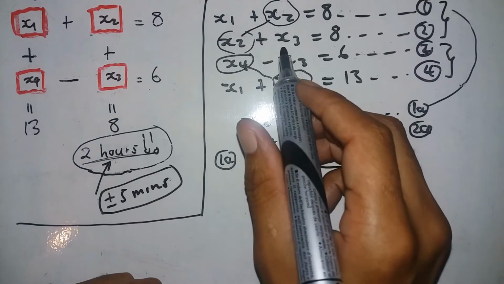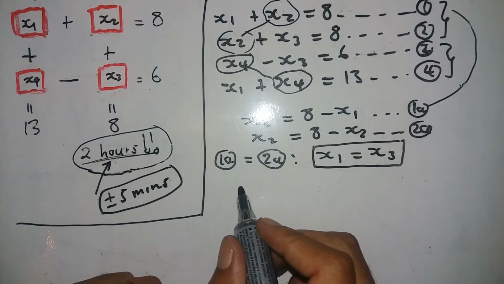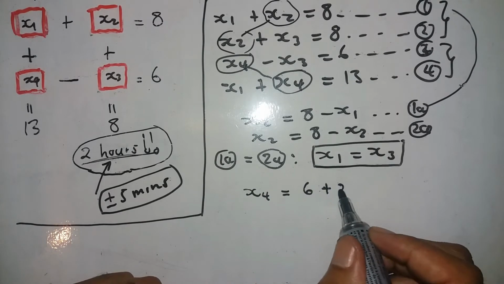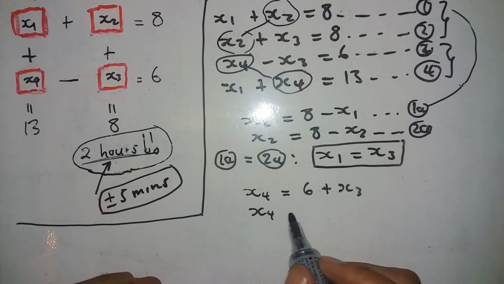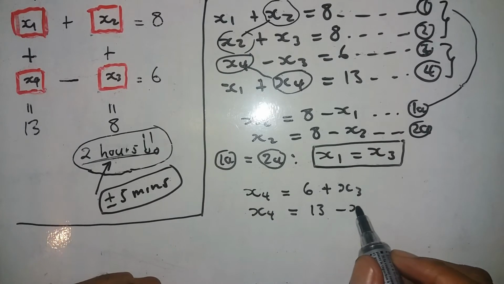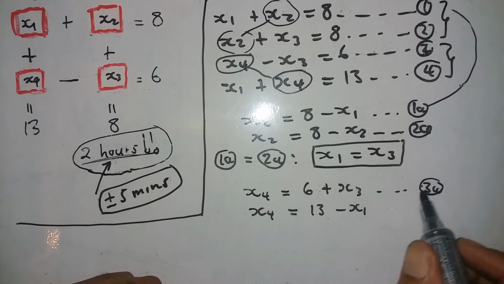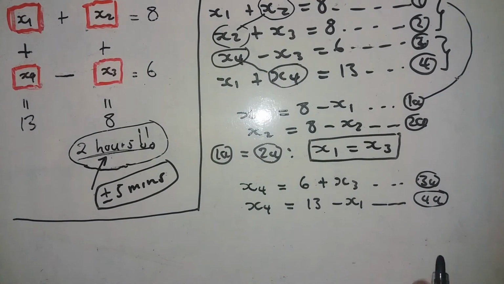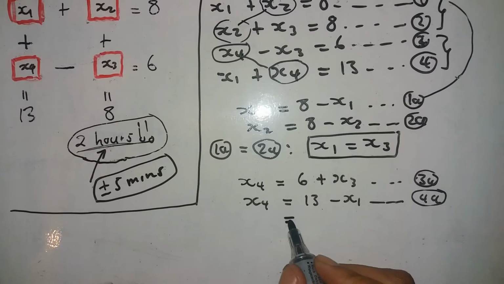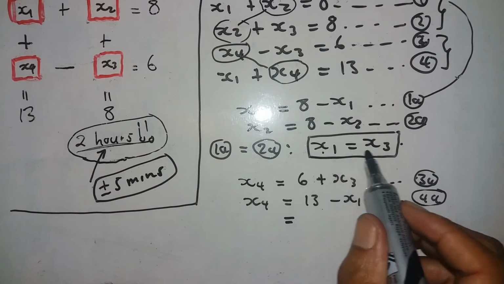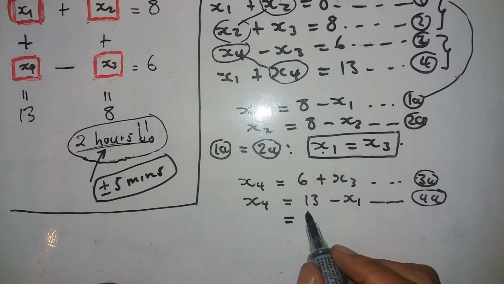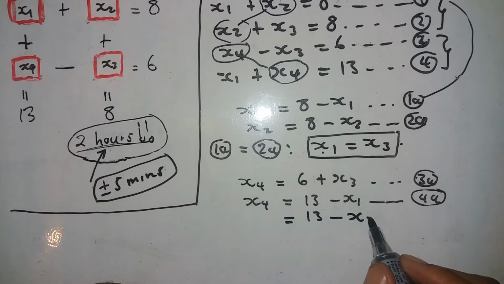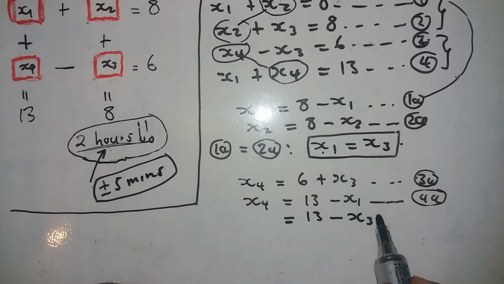I applied the same logic as with the first two equations. Calculate your x4s in terms of x3 and x1. So x4 is equal to 6 plus x3, and x4 is equal to 13 minus x1. Then I marked them as 3a and 4a, and before solving these equations, you remember this statement, right? It says x1 is equal to x3. So I wrote 13 minus x3, because x1 is equal to x3.